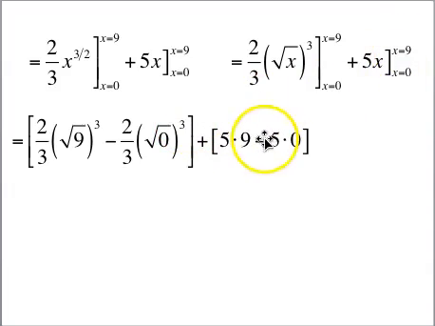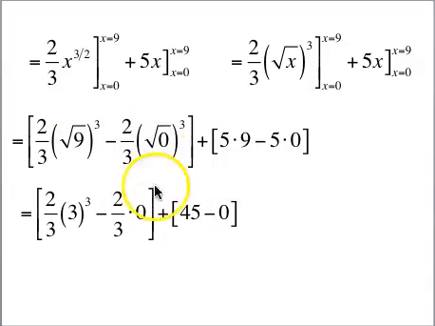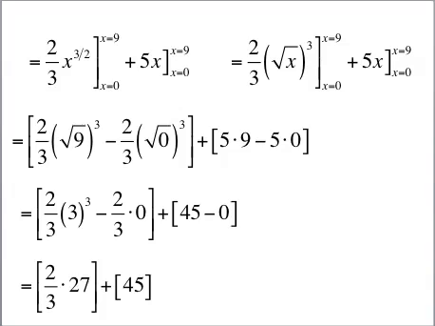Then plugging in 9 here, 5 times 9 minus 5 times 0. Root 9 is 3, 3 cubed. Root 0 is, of course, 0. 5 times 9 is 45 minus 0. 3 cubed is 27. 27 times 2/3 plus 45. 18 plus 45, which gives us 63.